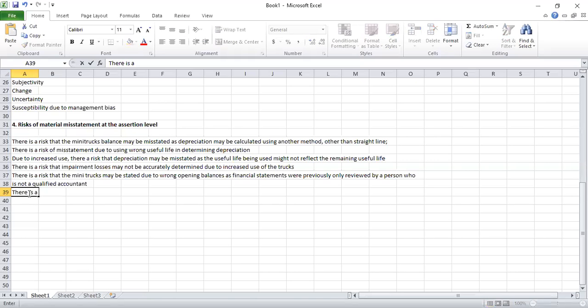There is a risk that the costs used in determining depreciation may not be correct.